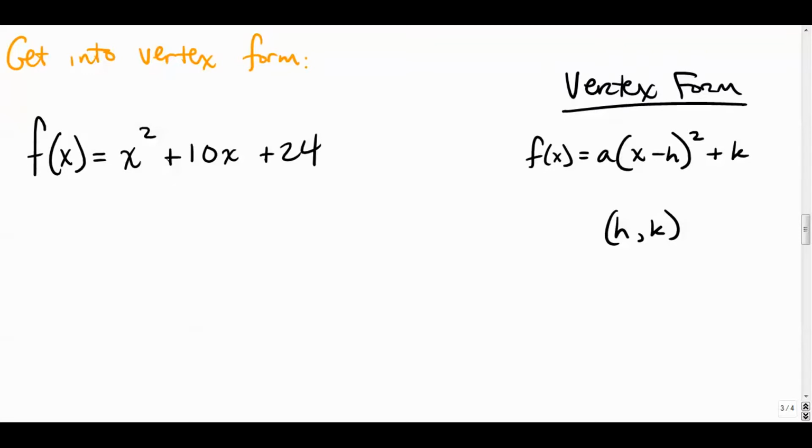We're applying this completing the square idea. So here we go. I'm going to write x squared plus 10x. I'm going to leave a space. I'm going to write plus 24 over here.